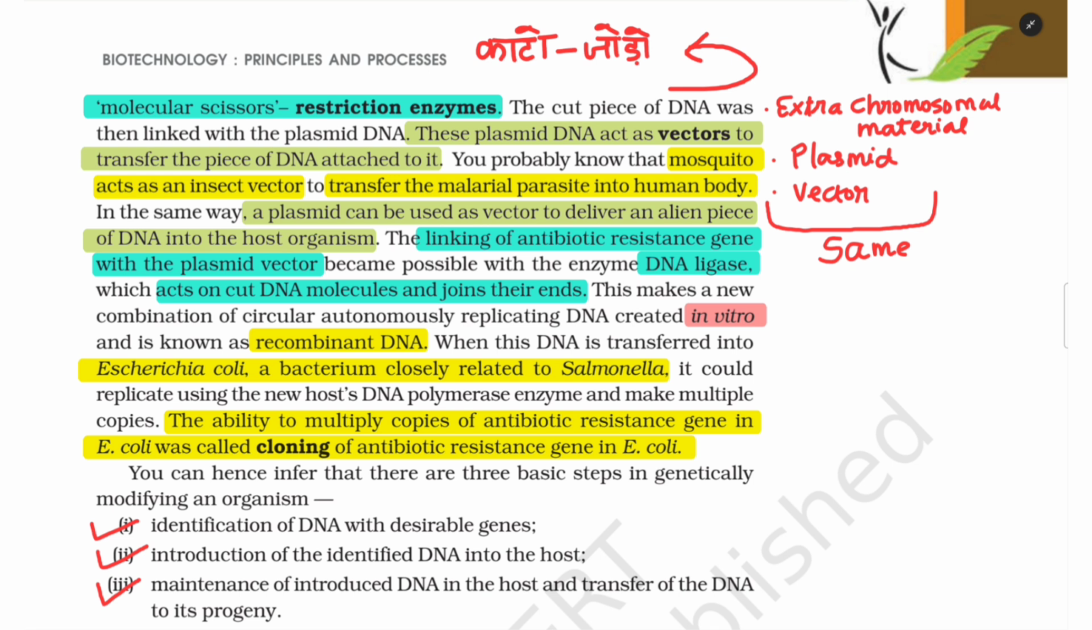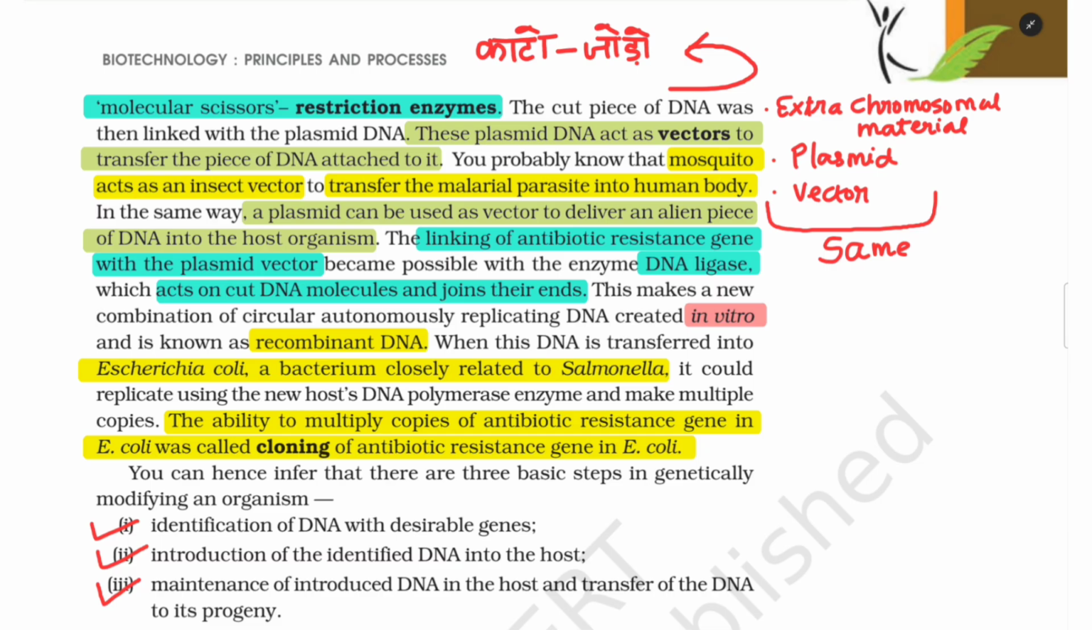When this DNA is transferred into Escherichia coli, a bacterium closely related to Salmonella, it could replicate using the new host DNA polymerase enzyme and make multiple copies. The ability to multiply copies of antibiotic resistant gene in E. coli was called cloning of antibiotic resistant gene in E. coli.